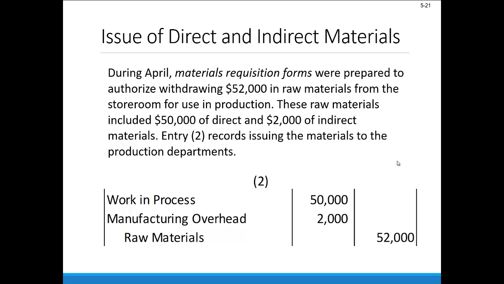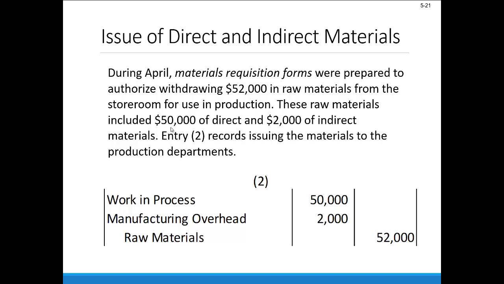Now let's say during April, materials requisition forms, which we talked about in an earlier chapter, were prepared to authorize withdrawing 52,000 in raw materials from the storeroom for use in production. Those included 50,000 in direct materials and 2,000 in indirect materials, so 2,000 in materials that we can't reasonably trace to individual units of product or jobs. This is what we'd book to indicate that activity. Any direct cost we're going to book, I like to say, directly to work in process. So we're going to increase the work in process inventory account for 50,000.